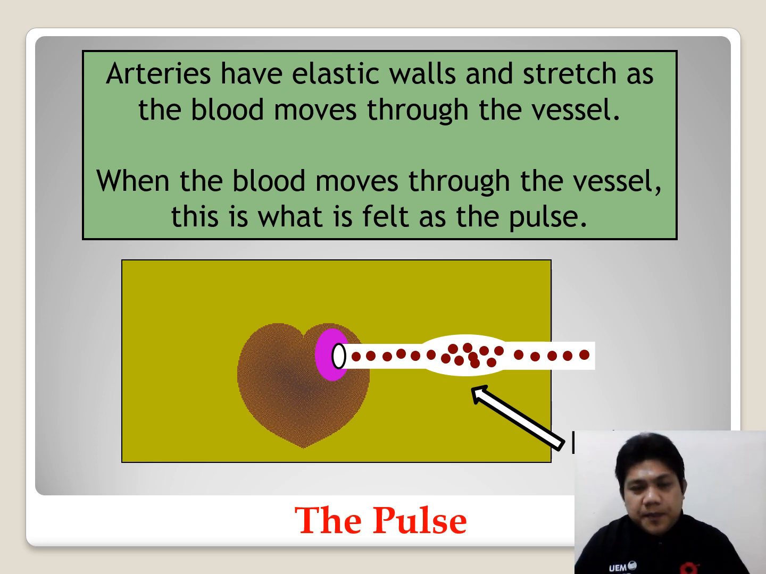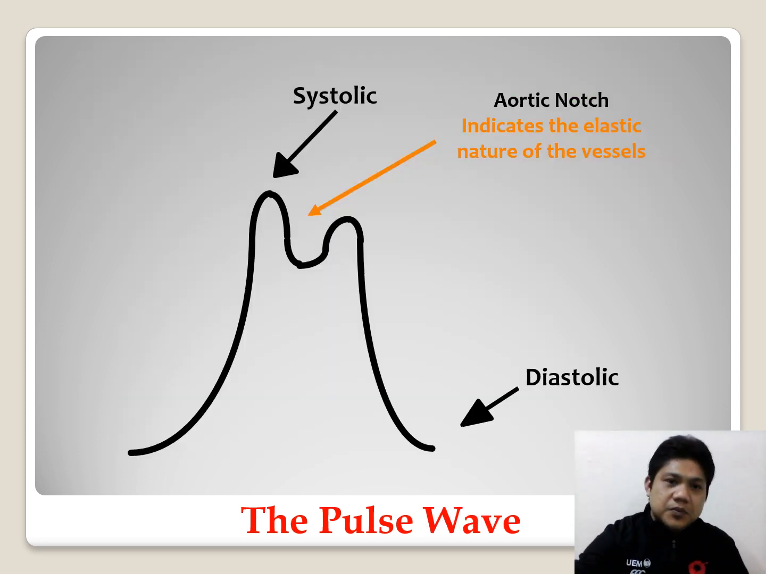Okay, now we go to the pulse. The arteries have elastic walls and stretch as the blood moves through the vessel. When the blood moves through the vessel, this is what is felt as the pulse. In the pulse, there is a wave, and the wave is divided into two, which we call systolic and diastolic. Okay, the aortic notch indicates the elastic nature of the vessel.